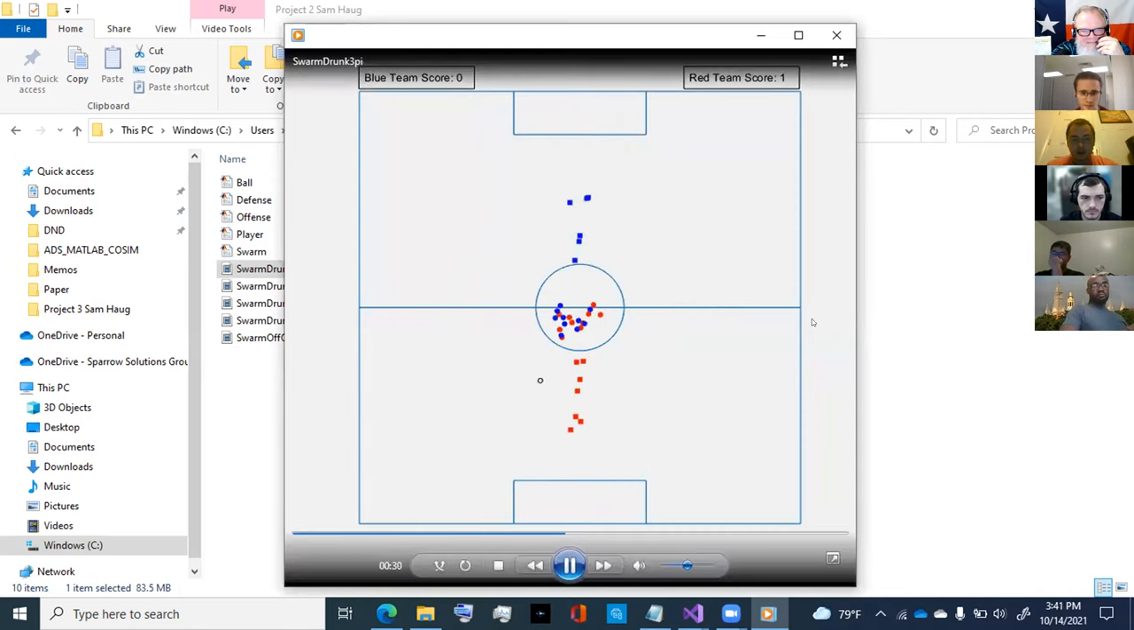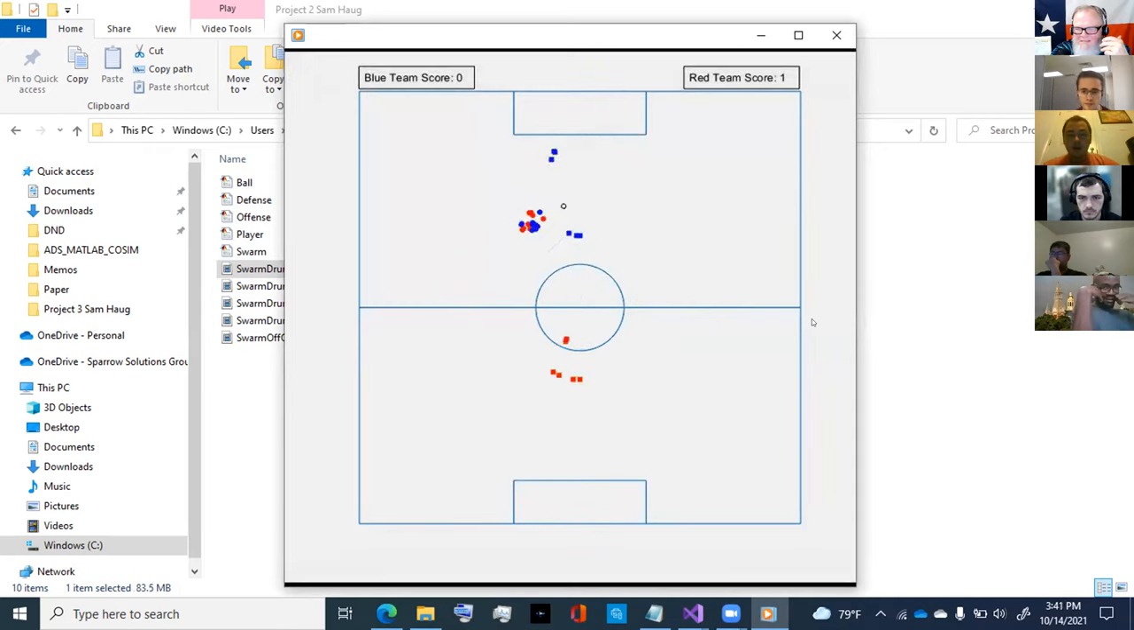And it keeps track of the score, and all the games are to three. Whoever gets to three first wins. And I didn't do throw-ins or anything. It just bounces off the walls if it hits the wall.